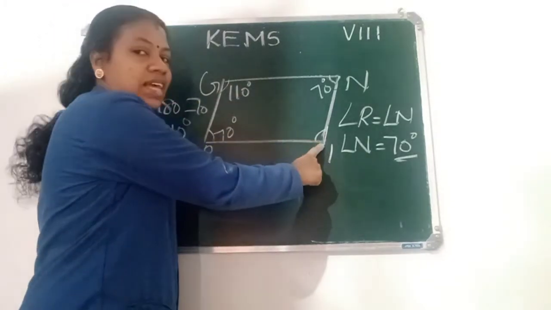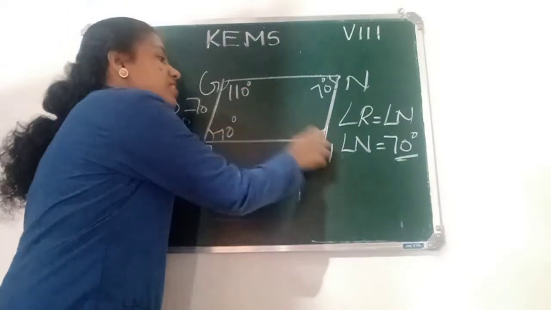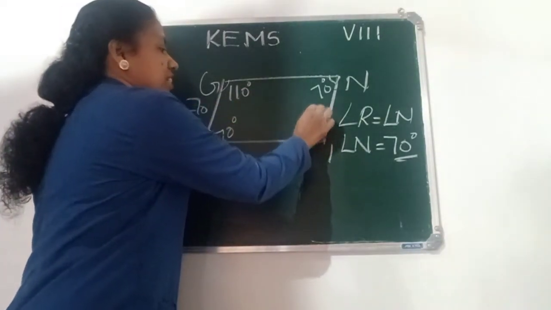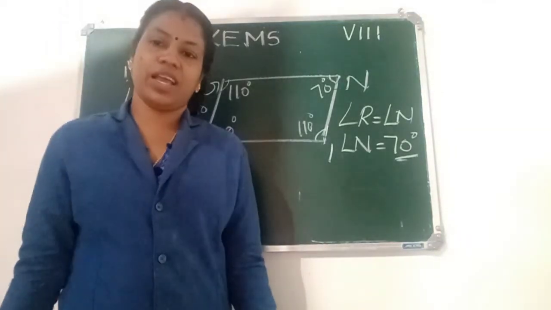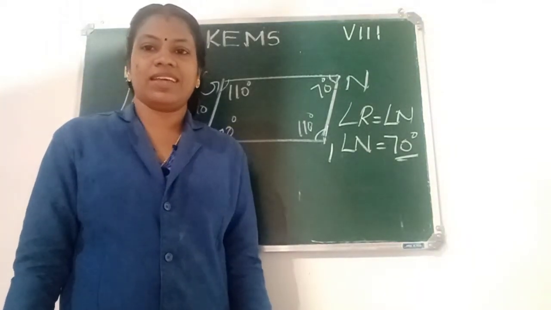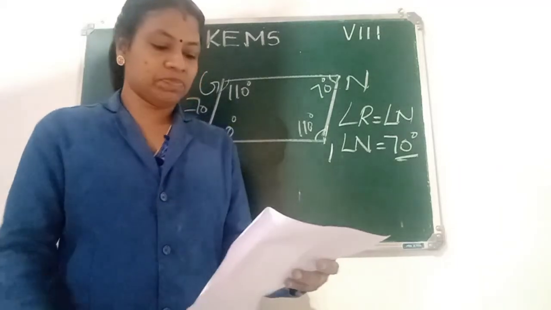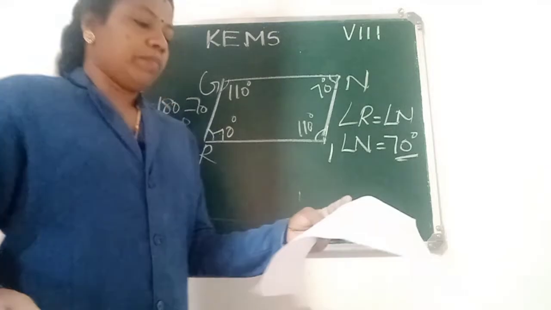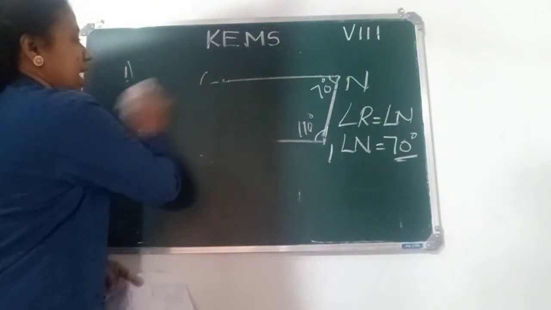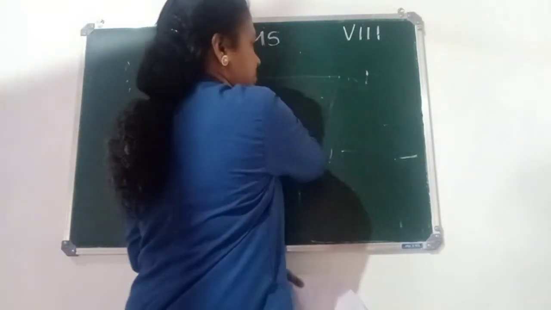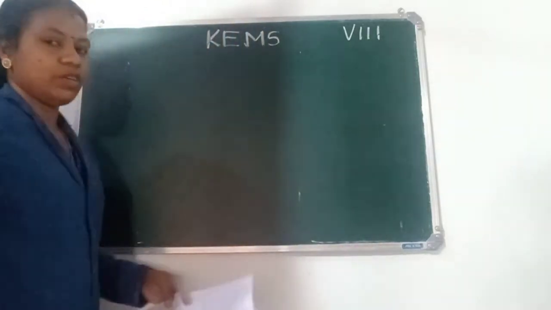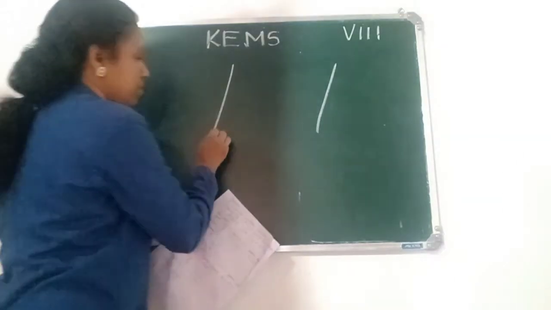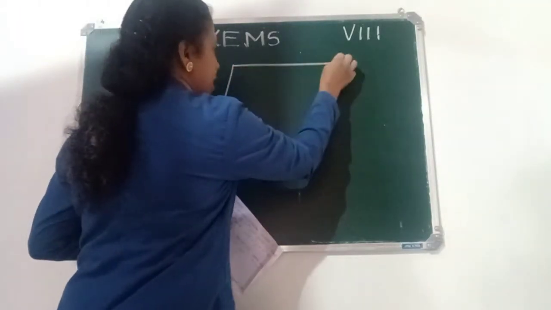Then what about this angle? Yes, this is the opposite angle. So, this is also 110 degree. Opposite angles are equal. Okay. Next one. The following figures are parallelograms. Find X and Y. Using the properties of parallelograms, we have to find the missing angles X and Y.